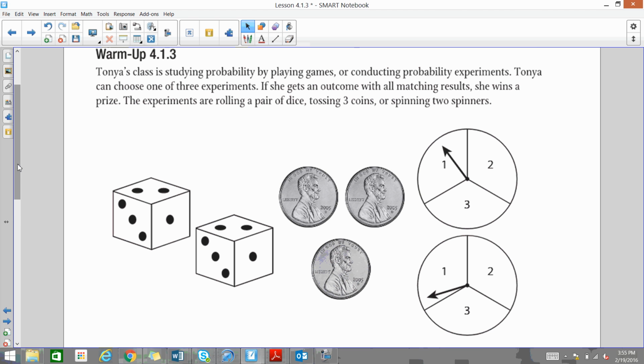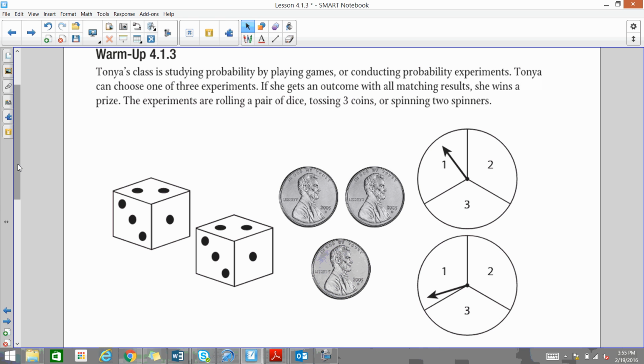It says Tanya's class is studying probability by playing games or conducting probability experiments. Tanya can choose one of the three experiments to do: dice, flipping a coin 3 times, or spinners. If she gets an outcome with all matching results, she wins the prize. The experiments are rolling a pair of dice, tossing 3 coins, or spinning.